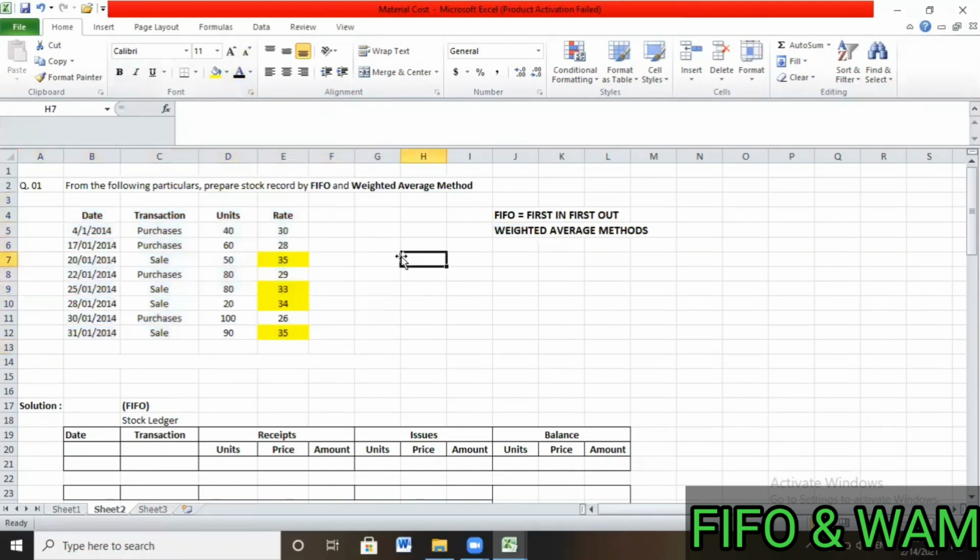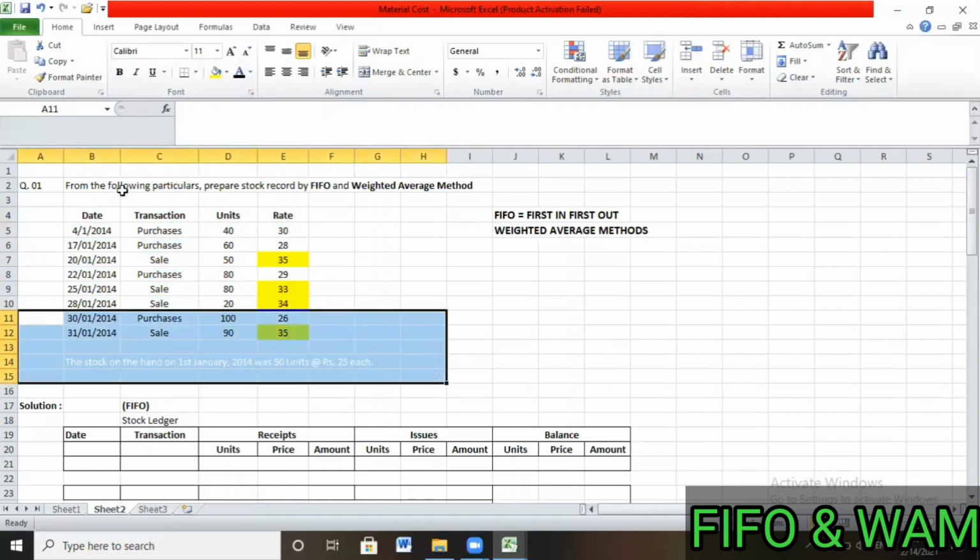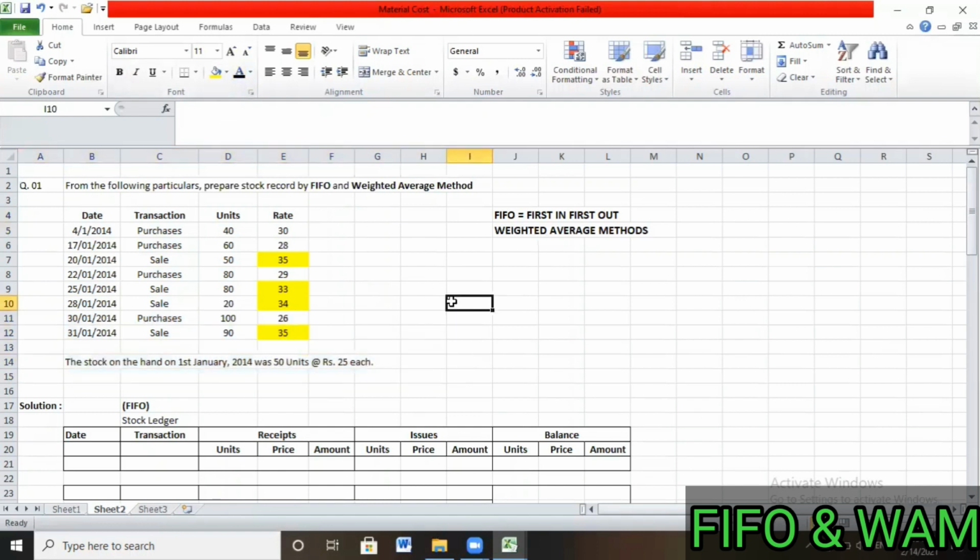First of all, I would like to mention the dates which are given here. In that, we need to follow chronological order. What does chronological order mean? I'll explain it with the format. This is the date, transaction, unit and rate. On 4th of January 2014, a purchase took place of 40 units at the rate of rupees 30.